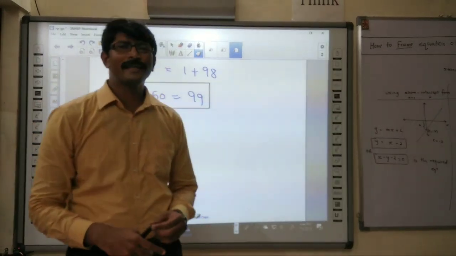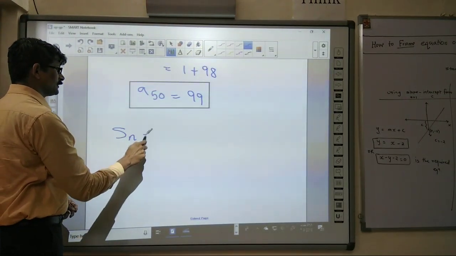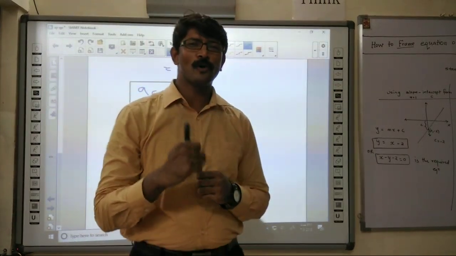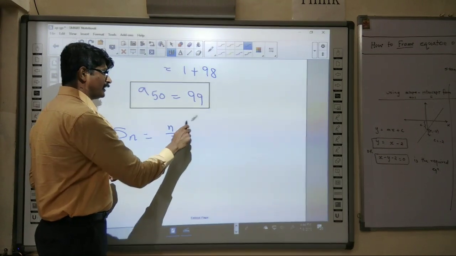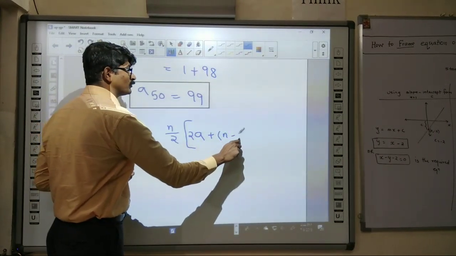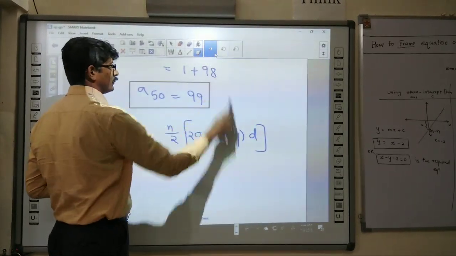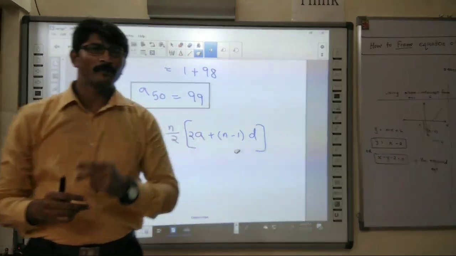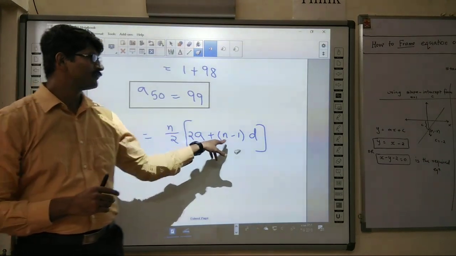So the formula for Sn is equal to, we have two formulas for Sn. One is n by 2 in bracket 2a plus n minus 1 into d. Let's take a recap. Sn, what is the first formula? Sn is equal to n by 2 in bracket 2a plus n minus 1 into d.